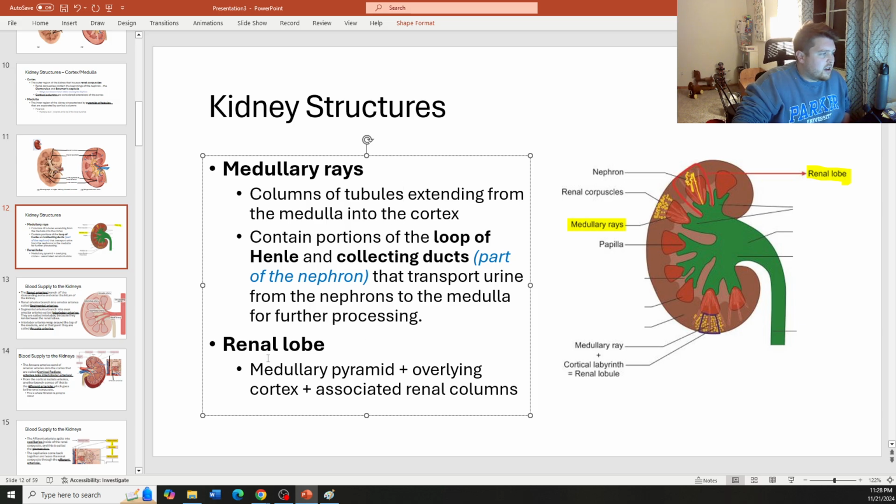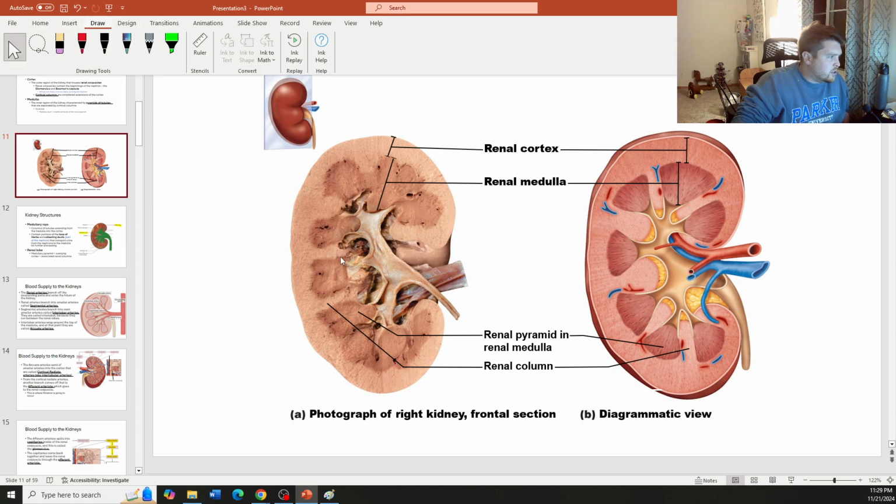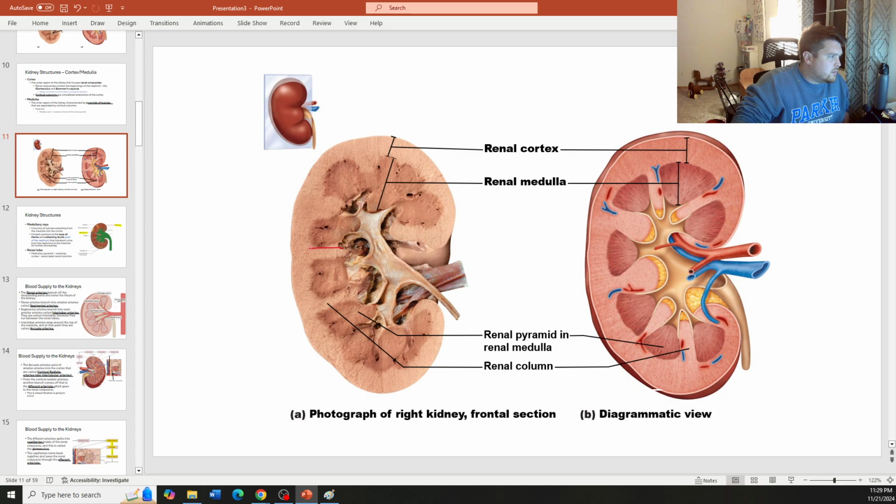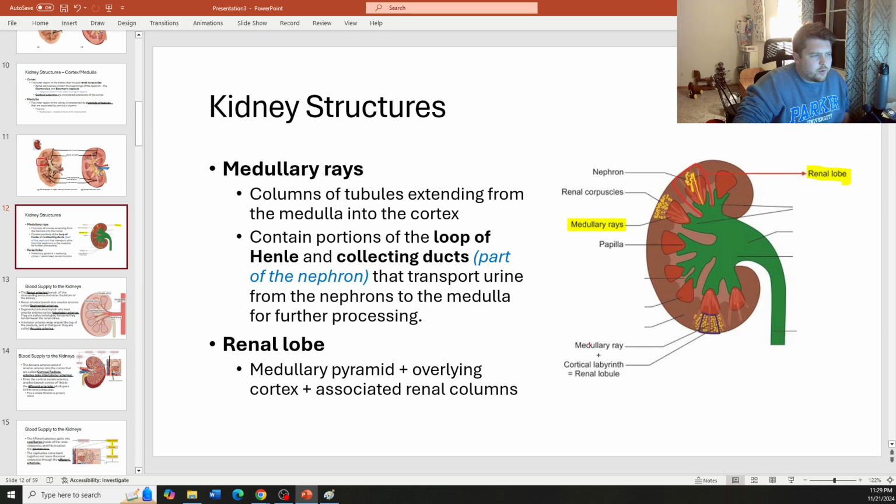And then division of stuff, we have these renal lobes. If you take a medullary pyramid, the overlying cortex, and the associated renal columns, that all gets lumped together. So if we were to draw one, we could say right here, more like this, this is a renal lobe. There's a slightly different one that's slightly smaller. If we just have the medullary ray plus the cortical labyrinth, that's the renal lobule. We don't really talk about that in this specific course. We do mention, though, the renal lobe. So those are the big general structures of the kidney.